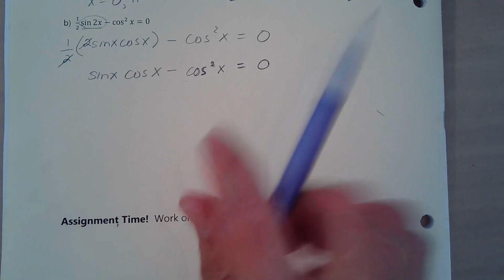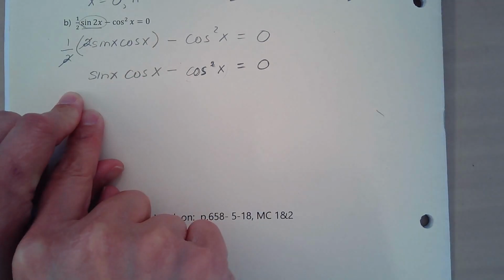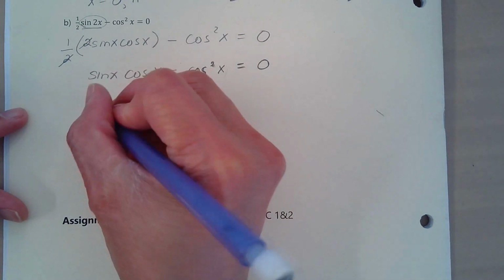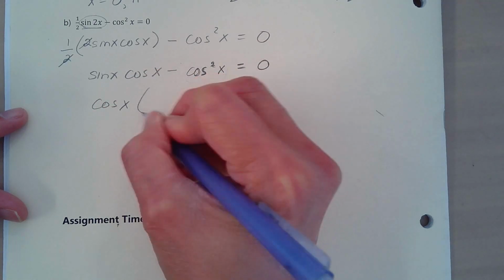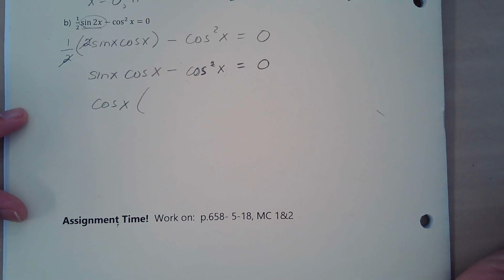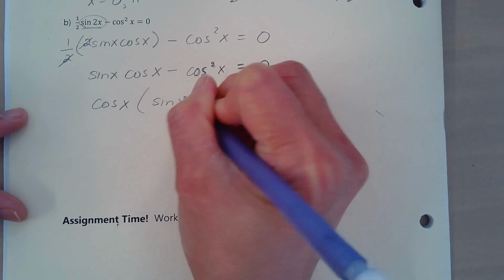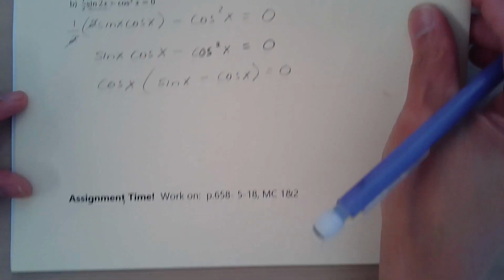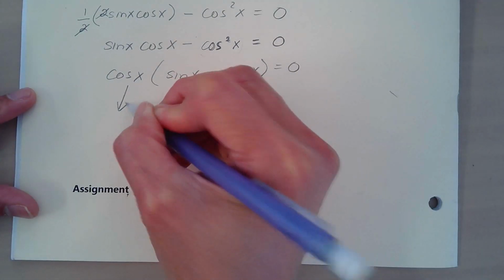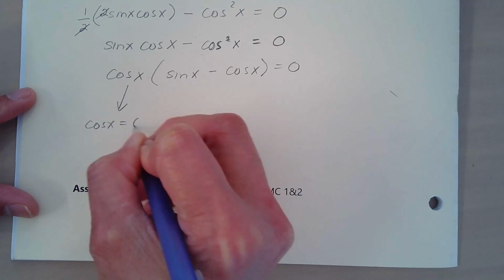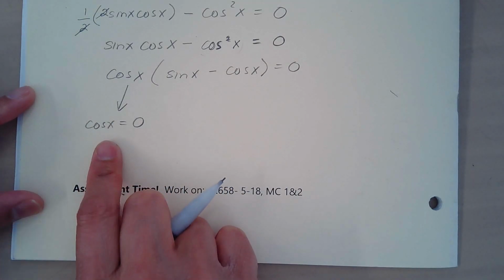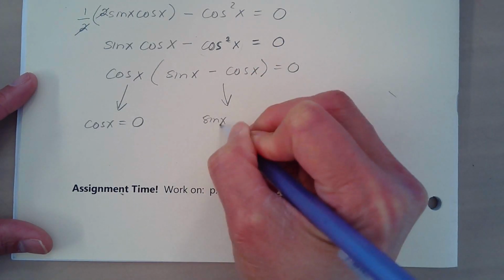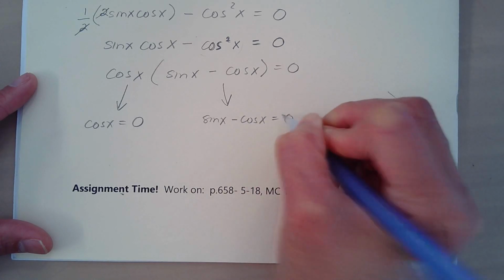So what we're going to do is factor out cos, because I see cos here and I see cos there. So cos of x, and if I factor out cos of x, we're left with sine of x minus cos of x equals 0. So this one is not bad, right? Cos of x equals 0, we can solve that one for sure. Now over here we get sine of x minus cos of x equals 0.